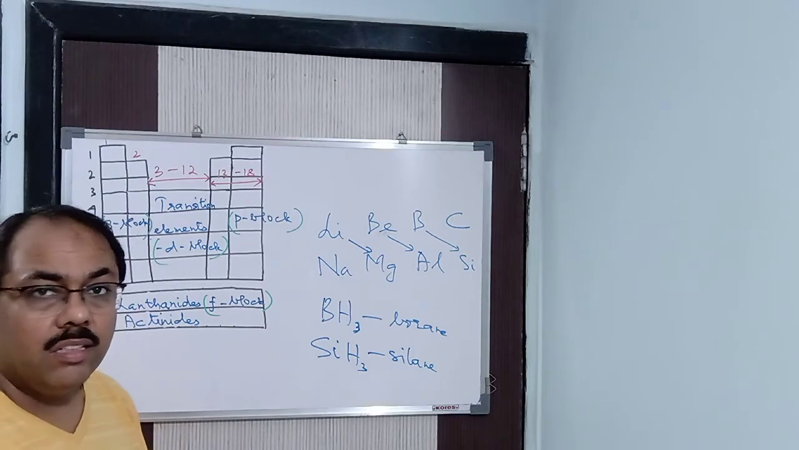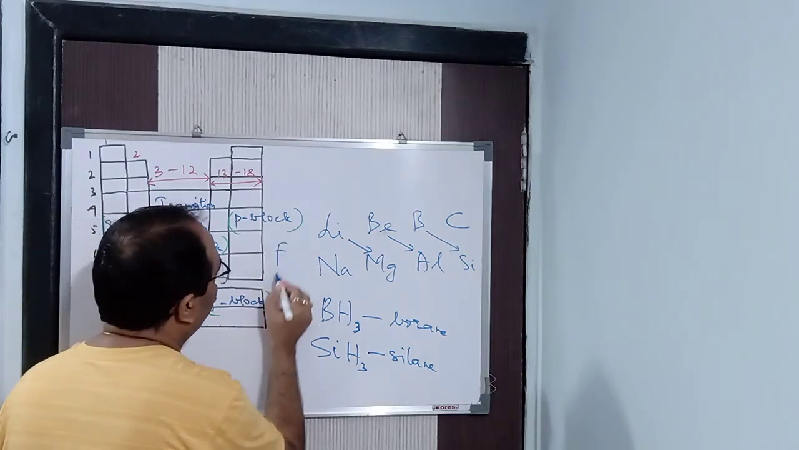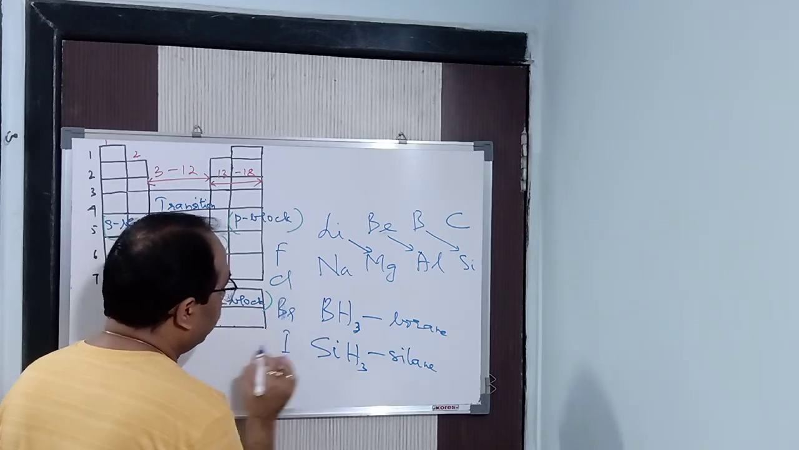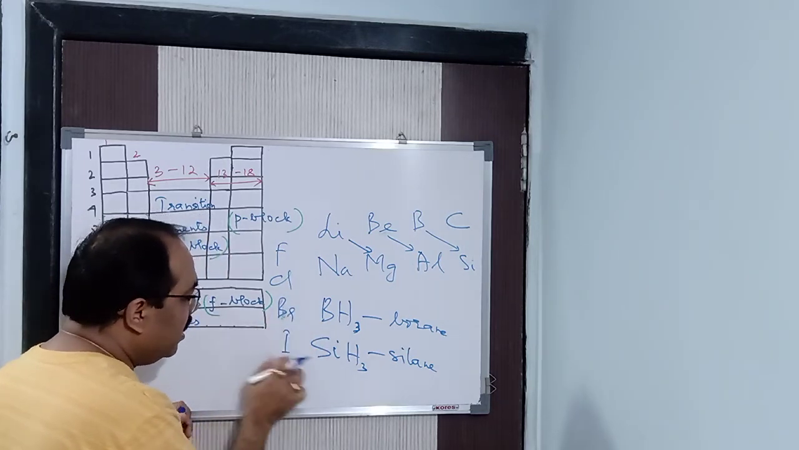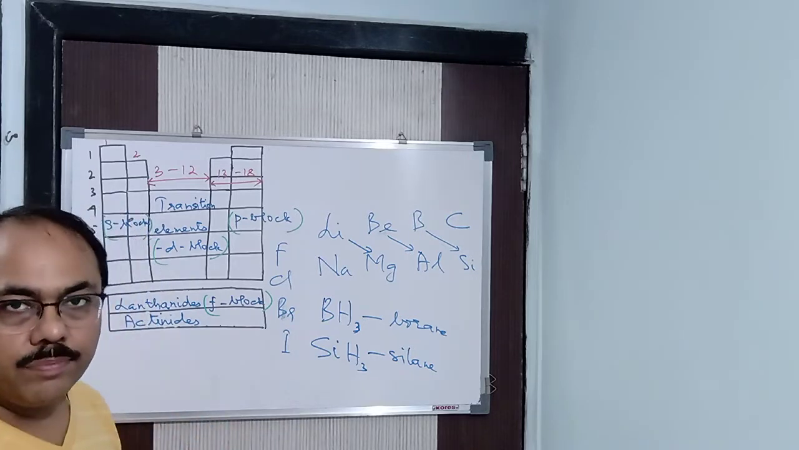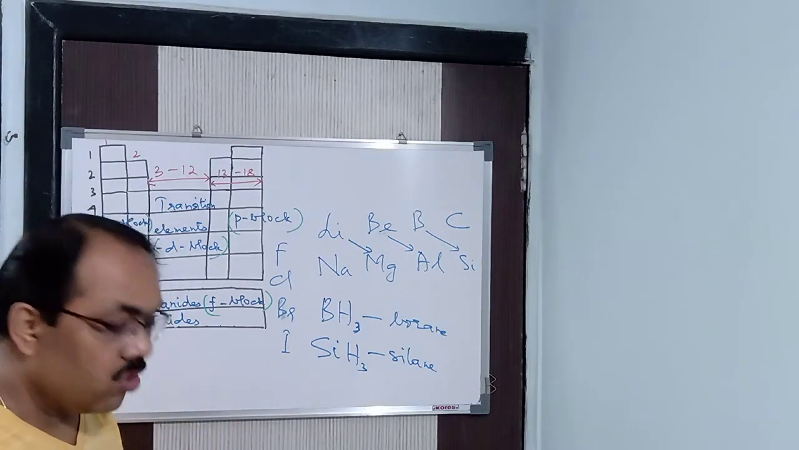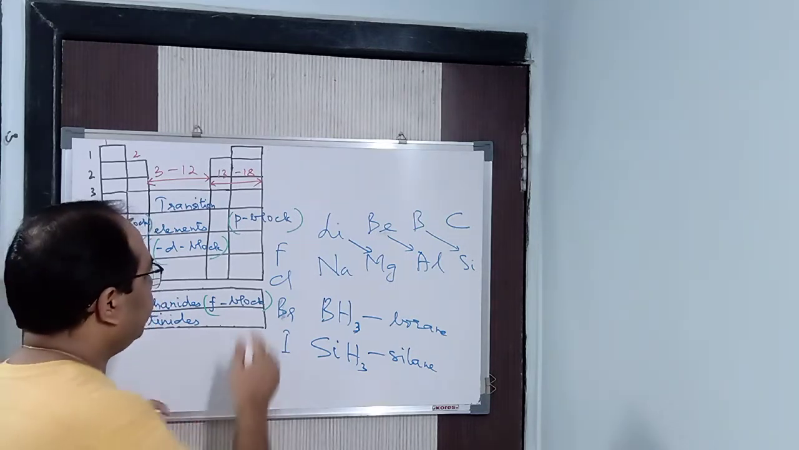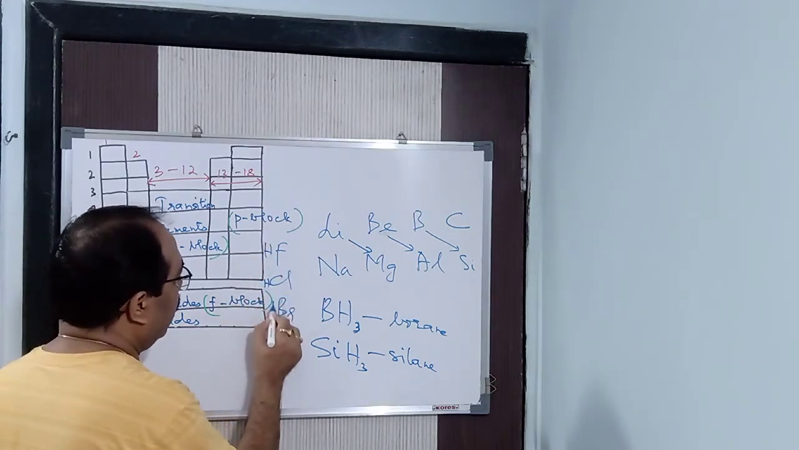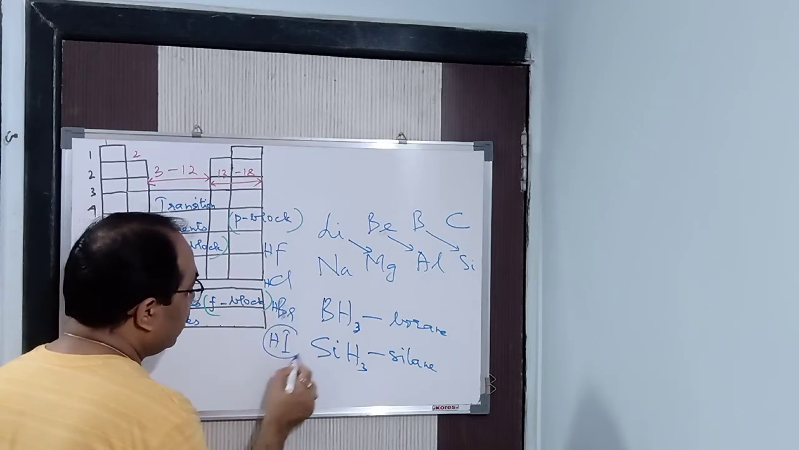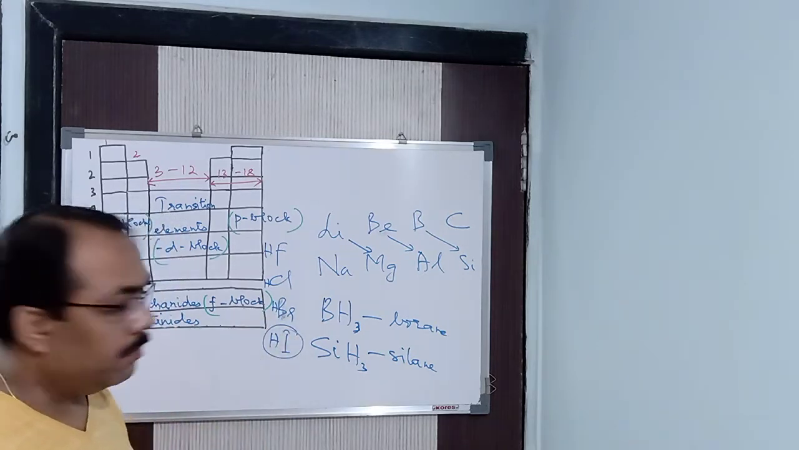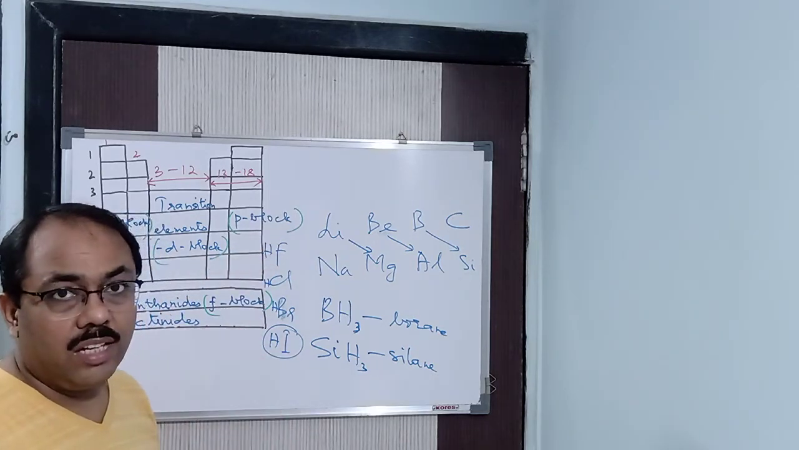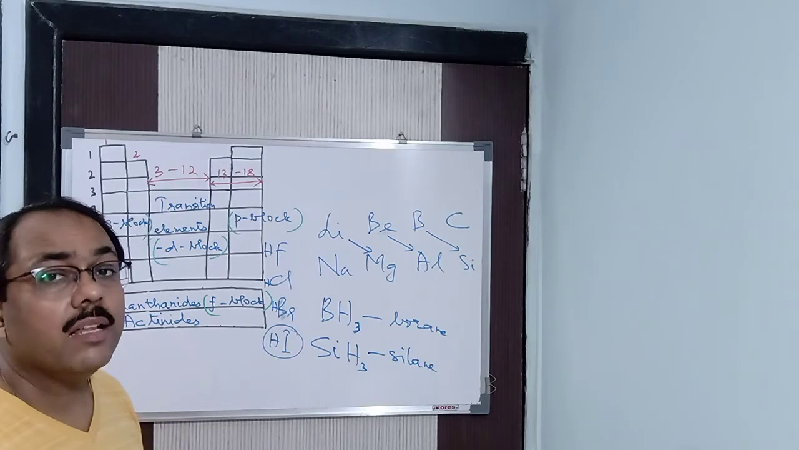Why does it decrease? If you see group 17 elements, fluorine, chlorine, bromine, iodine, iodine is the least strong non-metal. Why? Because if you take the acids of them, HF, HCl, HBr, HI, HI is a weak acid compared to HBr, compared to HCl, compared to HF. HI is not a strong acid, it's a weak acid.